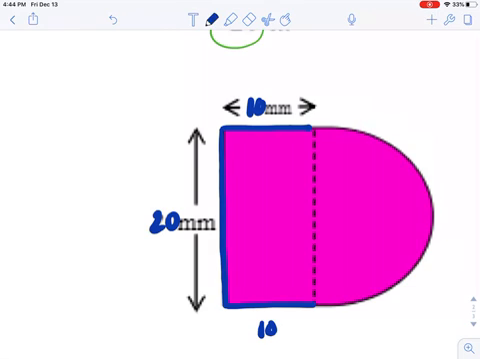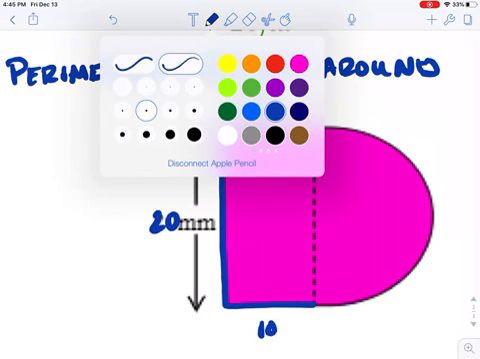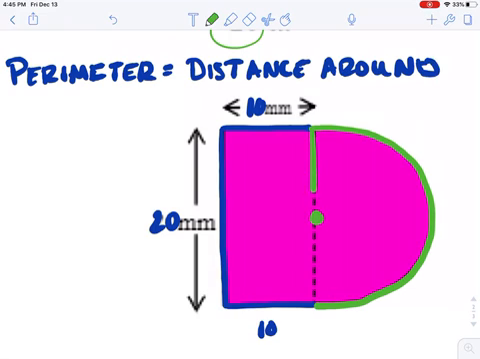Remember, perimeter, I should probably review. Perimeter is the distance around. So I can see that the blue that I've drawn already is 40, 10 plus 20 plus 10. But I need to now find out this green. This is a half circle. And the radius of this half circle is half of 20. This radius is 10.